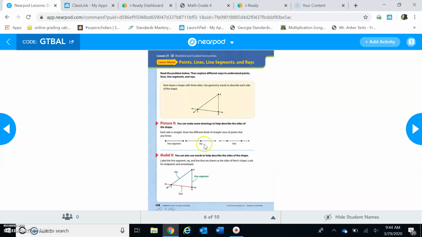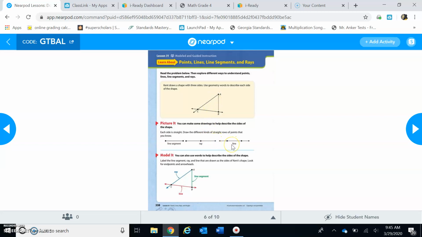All right, let's find the ray. Let's see if we can find the ray in this shape. We know that a ray has a point on one end and an arrow on the other end. So let's look at our shape and see if we can find that. Nope, this has 2 arrows on the end, so we know that's not it. This one has 2 points, 1 on each end, so we definitely know that's not what we're looking for. But if we look right here, this is the ray that we're looking for because it has 1 point on one end and an arrow on the other end. So that will be ray CA, or you can name it ray AC.